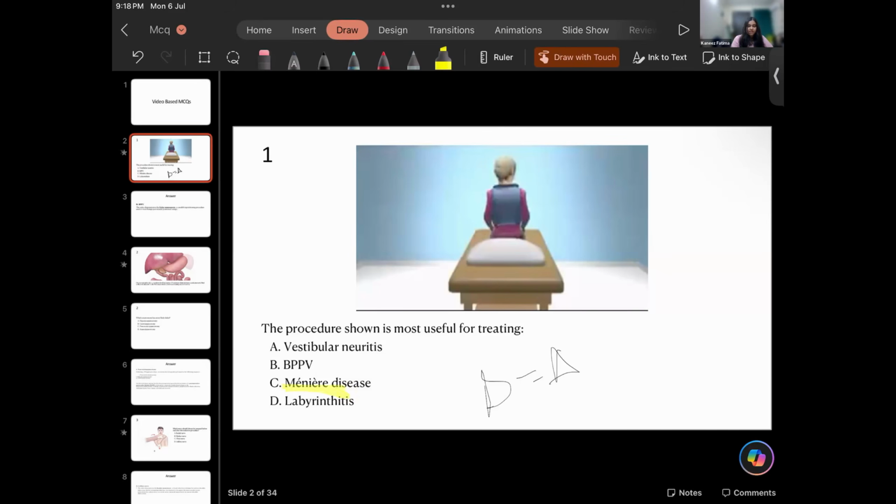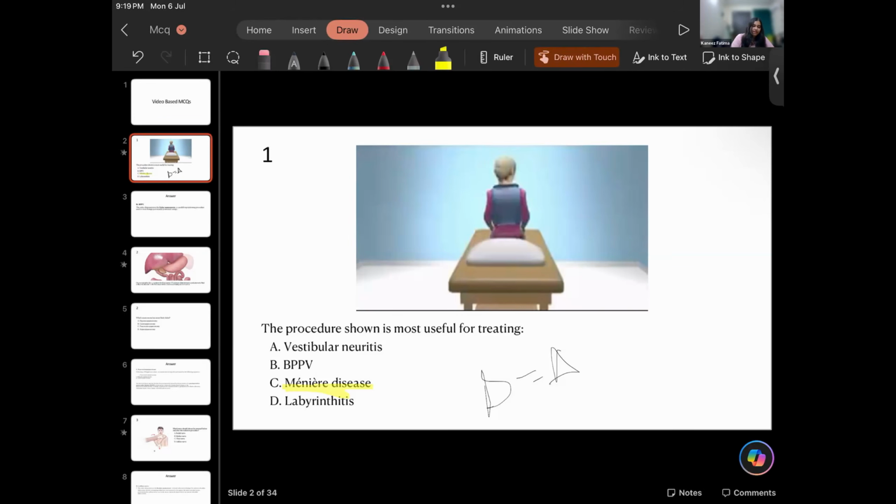We have Meniere's disease. The Meniere disease is basically an endolymphatic hydrops. That is, there is an excess production of the endolymph, or there is an impaired reabsorption of the endolymph, creating an excess of the endolymph, and that is treated by diet modification, that is treated by diuretics and not by any maneuver. And we have labyrinthitis, the fourth option. The labyrinthitis, basically, it is an inflammatory condition of the labyrinth, and it cannot be treated by some maneuver.